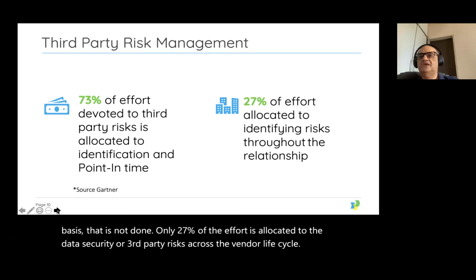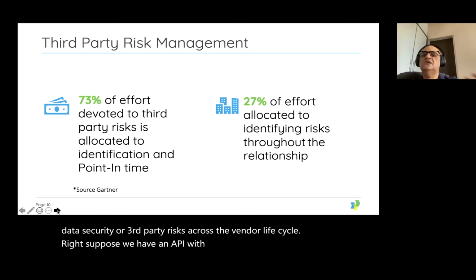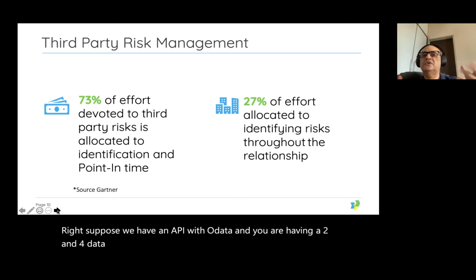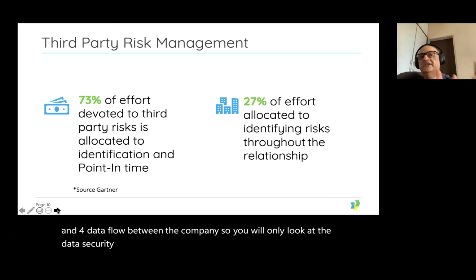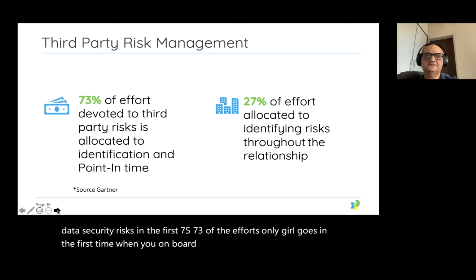Suppose we have an API with data and you are having a to-and-fro data flow between the companies. You will only look at the data security risks in the first year. 73% of the efforts only go in the first time when you onboard that vendor. Right? So this is what Gartner states.